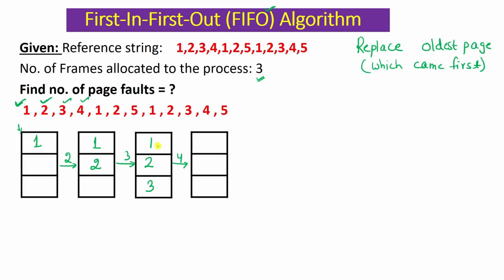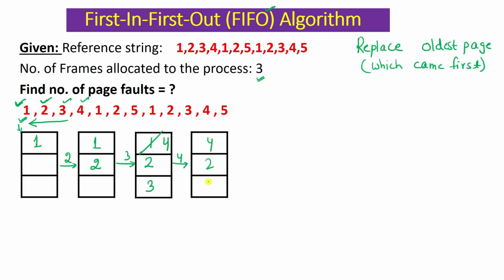Here you can see the first page that arrived in these 3 frames was 1. 1 came at the start, then 2 came, then 3 came. So out of these 3, 1 is the oldest page. So when 4 is to be kept inside this main memory, which page should be selected according to FIFO? This page 1 should be selected. So in place of 1, I will keep this 4. 1 will go onto the hard disk swap space, and 4 will be kept here. So I will cut here and say 4 will be kept here.